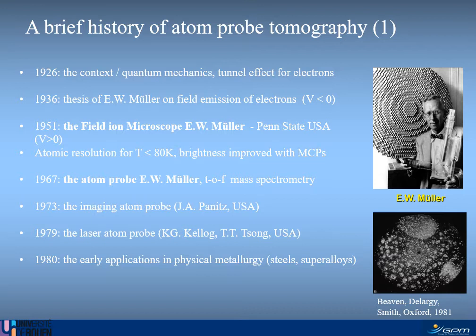In 1973, this is the imaging atom probe proposed by John Panitz. In 1979, the laser atom probe developed by Kellogg and Tsong. Tsong is a student, as well as Kellogg, of Müller. In the 1980s, this is the starting point, the beginning of the applications of the one-dimensional atom probe in physical metallurgy for steels, superalloys, and so forth.